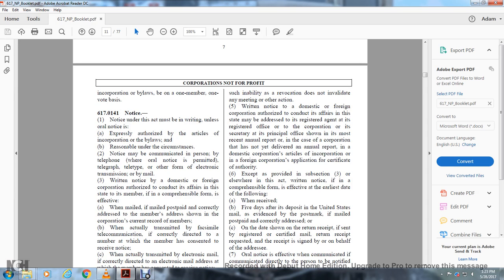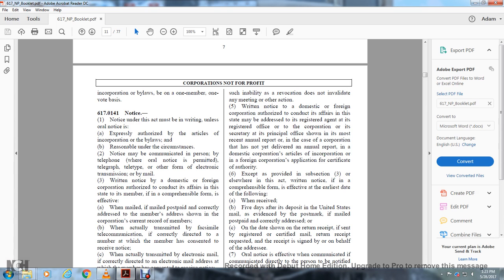Written notice to a domestic or foreign corporation authorized to conduct affairs in the state may be addressed to its registered agent at the registered office, or to the secretary at the principal office shown in the most recent annual report. If the corporation has not delivered an annual report, the address is that in the domestic corporation's articles of incorporation or the foreign corporation's application for certificate of authority, as provided in subsection 3 elsewhere in the act.